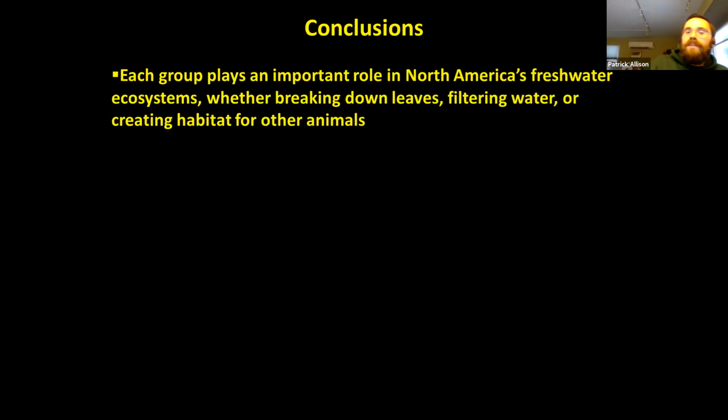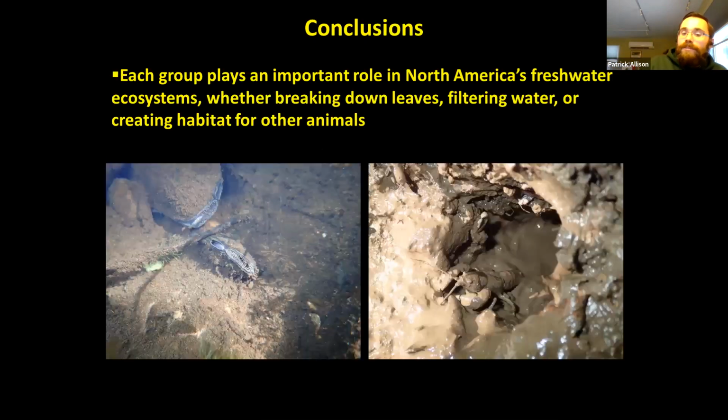And then each group plays an important role in North America's freshwater ecosystems, whether it's breaking down leaves, filtering water, or creating habitat for other animals. So they all play an important role, and it's important to make sure that we conserve these animals for the next generations to come, to appreciate their beauty and just overall really cool aspects to their life history and adaptations.